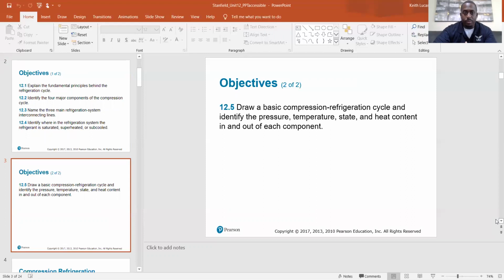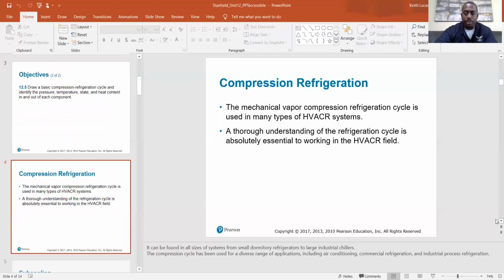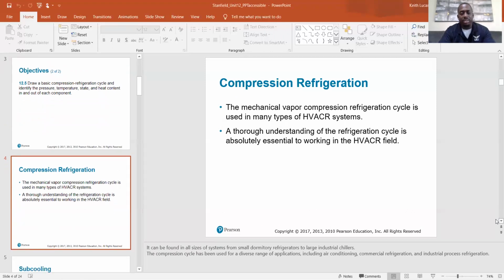So we're gonna make sure we cover all of that, and then also draw a basic compression refrigeration cycle and identify the pressure, temperature, state, and heat content in and out of each component. So I believe that was a project that everybody already did, or it's assigned to everyone. Obviously, we're not going to draw right now, but we will discuss all the components.